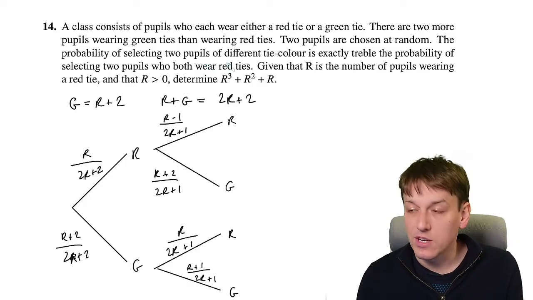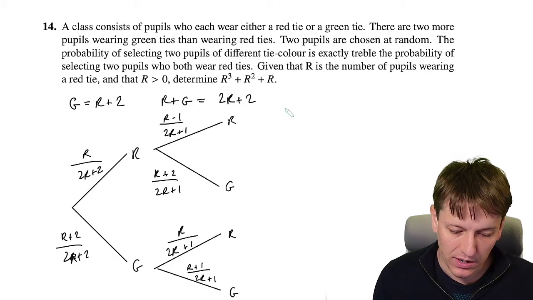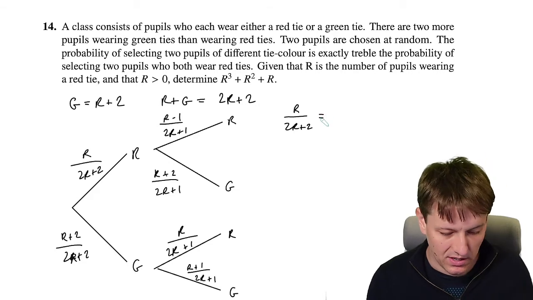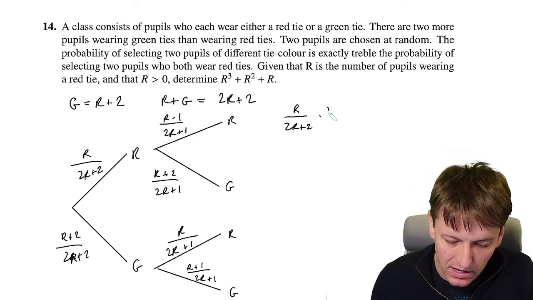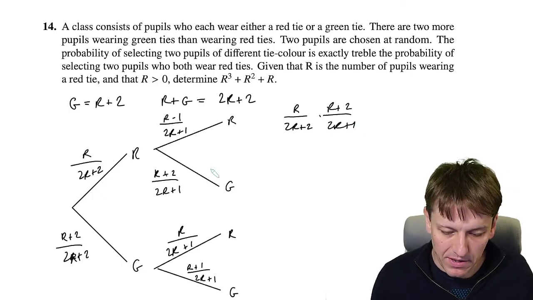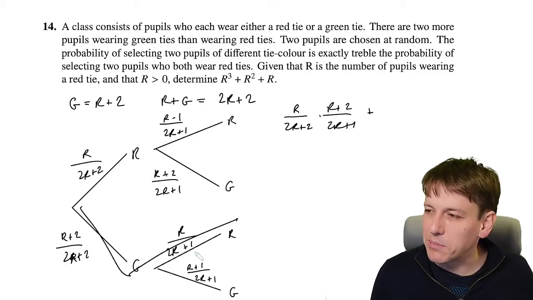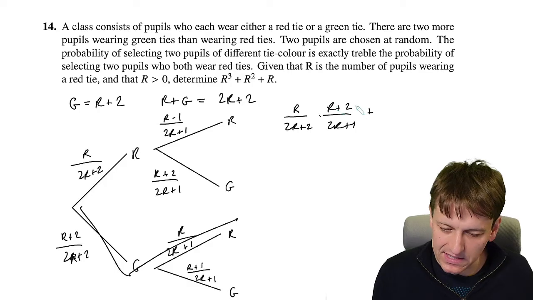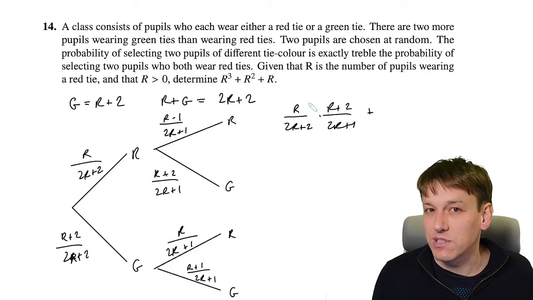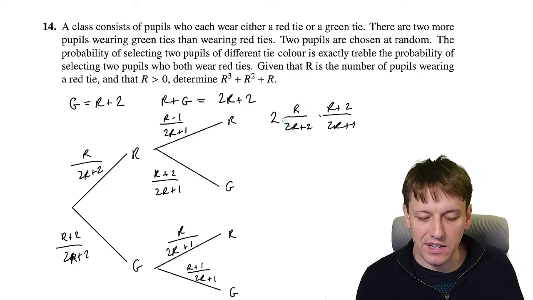The probability of selecting 2 pupils of different tie colours, so that's going to be red green and green red. So the probability of red green is going to be R over 2R plus 2 multiplied by R plus 2 over 2R plus 1, right? That's this branch in the tree diagram, and then I add that to R plus 2 times R over 2R plus 2 times 2R plus 1, and actually if you notice that's exactly the same. And if you're more experienced with tree diagrams, you might have known that was going to happen already, and you could have just written down that we've got 2 times this whole fraction for this probability.